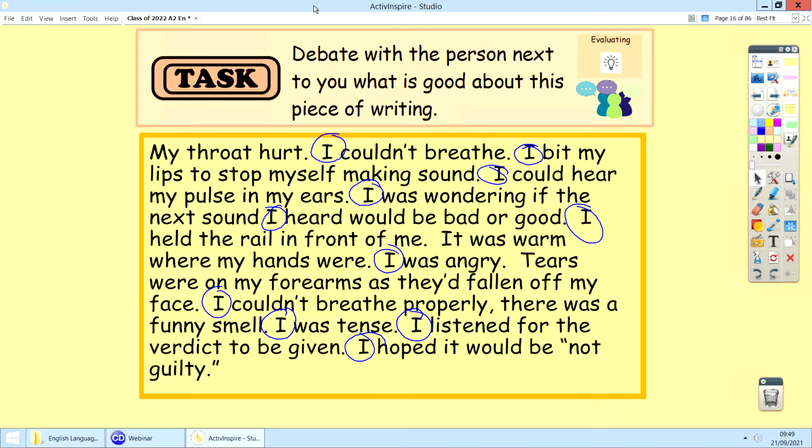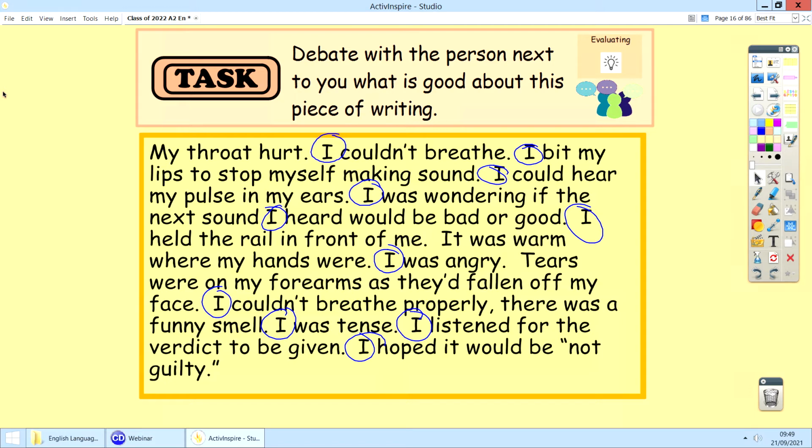So we debated in the class what was good about this piece of writing. My throat hurt. I couldn't breathe. I bit my lips to stop myself making sound. I could hear my pulse in my ears. I was wondering if the next sound I heard would be bad or good. I held the rail in front of me. It was warm where my hands were. I was angry. Tears were on my forearms as they'd fallen off my face. I couldn't breathe properly. There was a funny smell. I was tense. I listened for the verdict to be given. I hoped it would be not guilty.